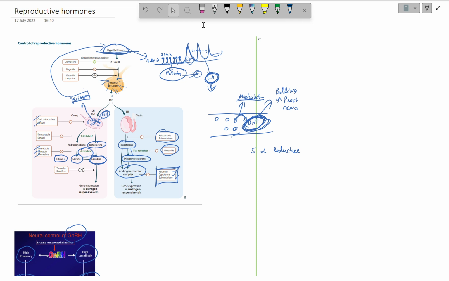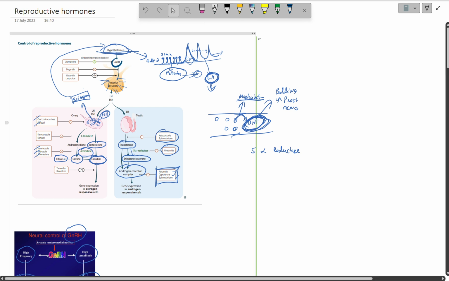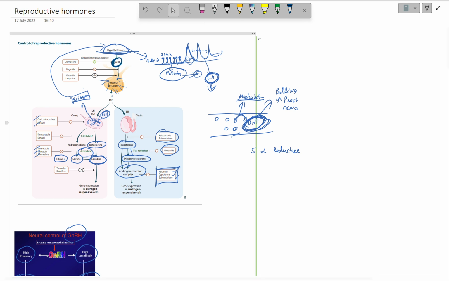So we're going to do reproductive hormones and clomiphene, degarelix, goserelin. Clomiphene blocks the estrogen receptor, and it increases the GnRH pulse. So you can see GnRH pulses every 30 minutes in the follicular stage.